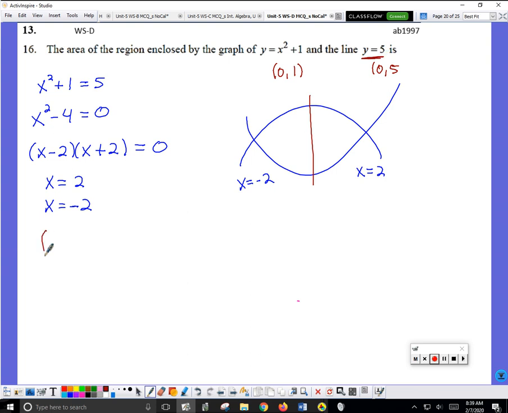So I need the integral from -2 to 2. Top function is y equals 5. Bottom function is x squared plus 1. I deliberately made 2 mistakes. You can raise your hand, talk to each other, tell me the 2 mistakes. I'll pay you 2 points. Feel free to talk. I'd like to have more hands.